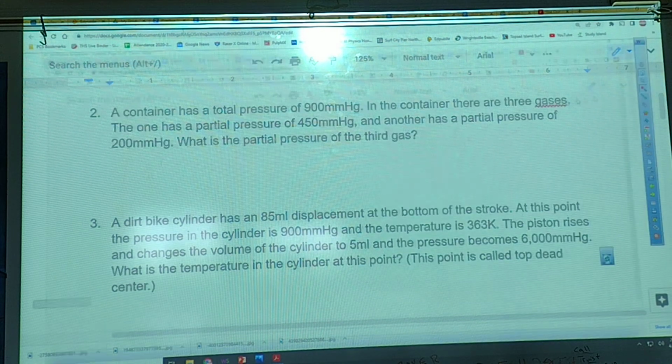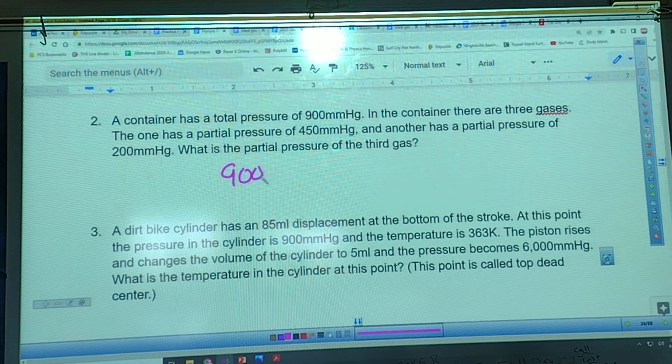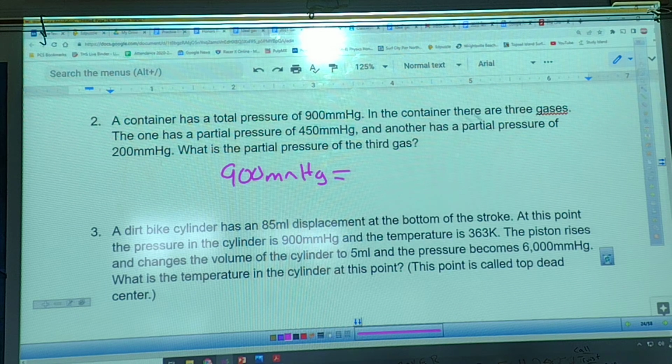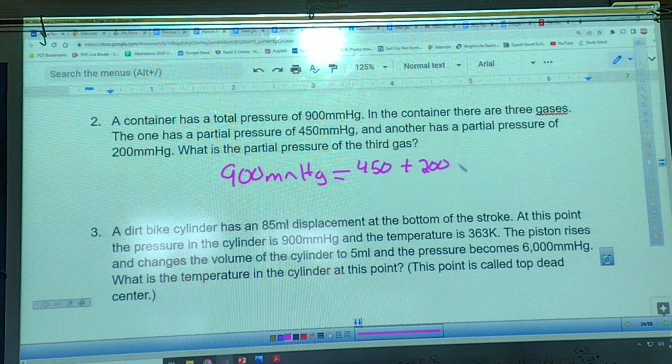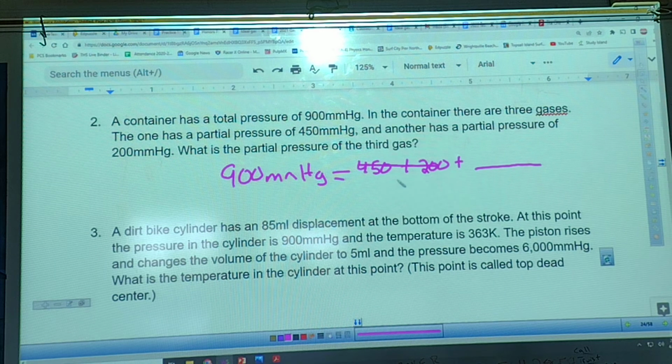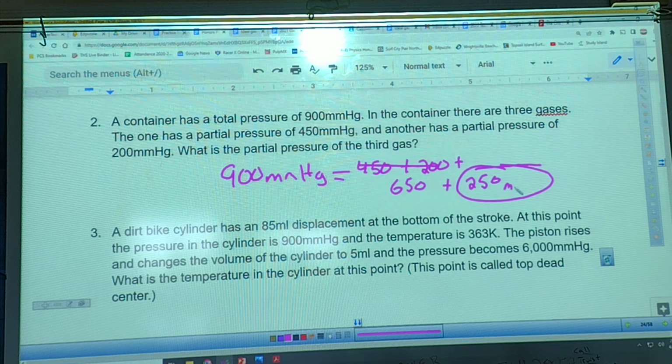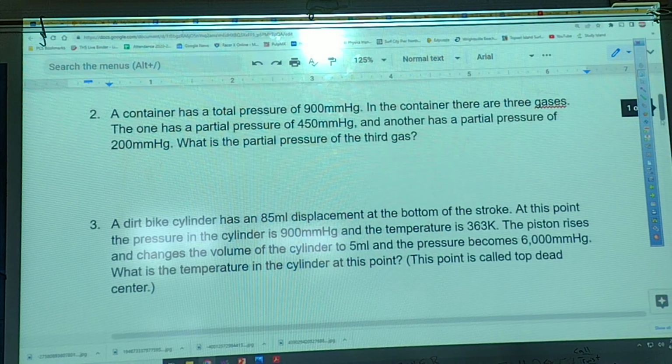So this one says the container has a total pressure of 900 millimeters of mercury, all right? And the container has 3 gases. One of them is 450 millimeters. The other gives us 200 millimeters of mercury. So what is the third gas's pressure? Well, this is just going to add up to 900. So this is 650. All right, so 650 plus what equals 900? 250. 250 millimeters of mercury. That is the pressure of the third gas. That's just Dalton's law. We talked about that.